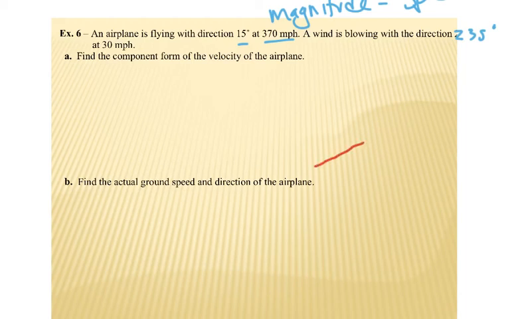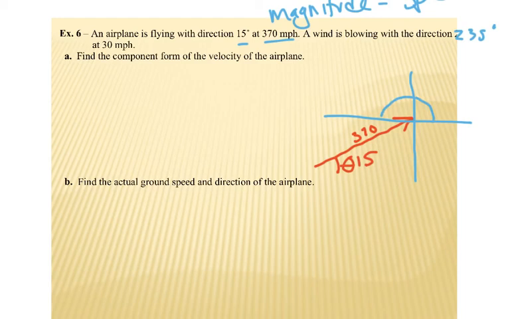So the plane is flying at 15 degrees. So we're going to say that this is 15 degrees. And then it's at 370 miles per hour. But then a wind is blowing with a 235 degree direction. So if we're thinking of this as 0, we've got 180. And then to make it work, 55 more degrees. So it's going to kind of go back this way. And that is going to be, so this is 55. And then it's at 235.